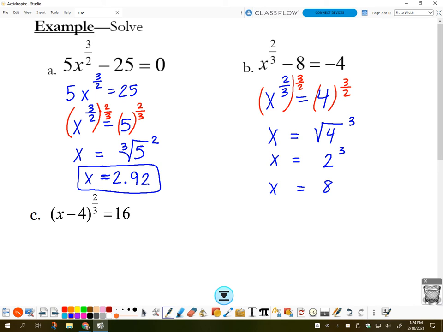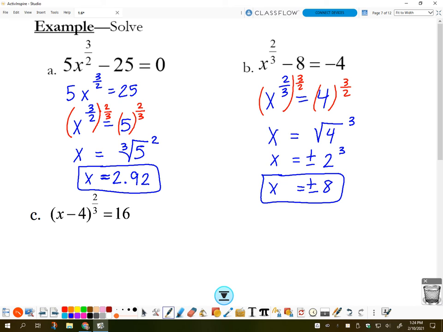Now, when we did this, we inserted a square root. So as soon as we insert a square root, we have to put plus or minus on our answer. So we can have positive 8 or negative 8. We also have to think about what happens if we plug those back in. Okay, so always stop and think about plugging them back in.